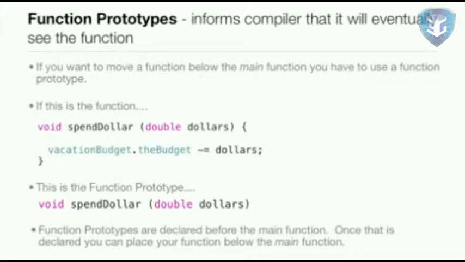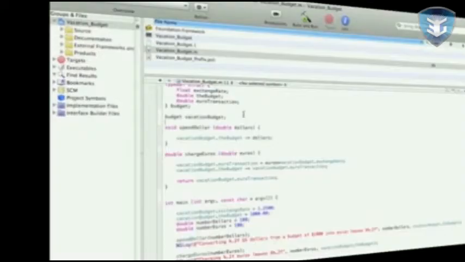You can move it below main and there won't be any errors because main already knows that there will be a function there to do what you said spend dollars would do. So it's a real simple concept, but one that you do need to know. Otherwise, you can get in a lot of trouble and you really don't know why. Well, now we'll be going into Xcode and go over this a little bit in code.